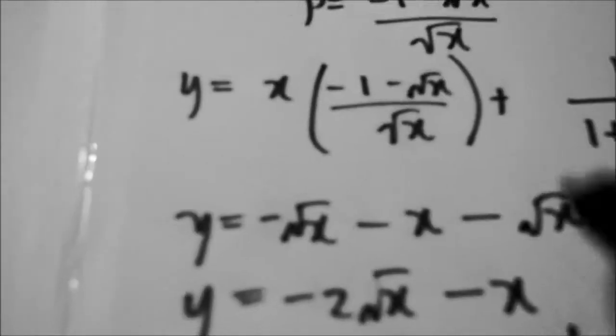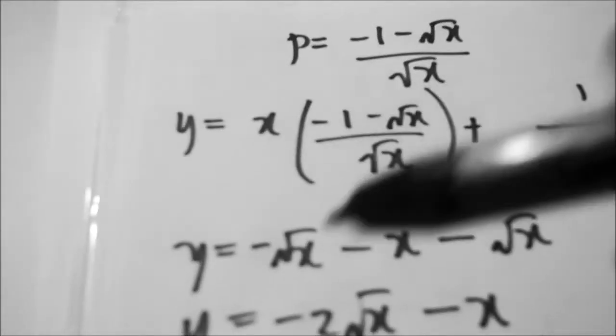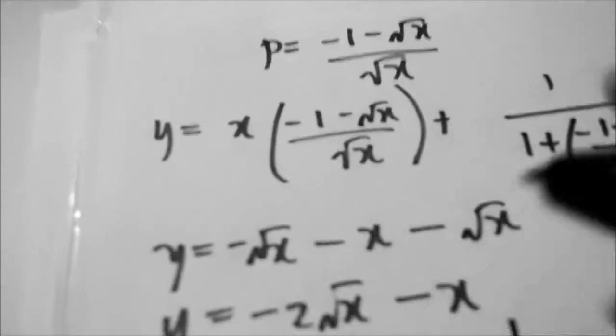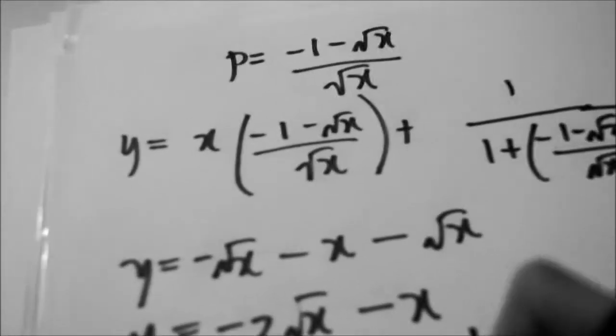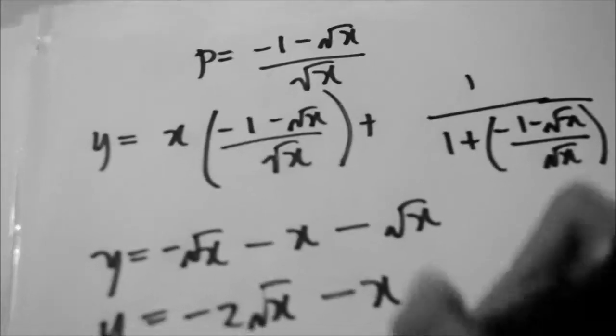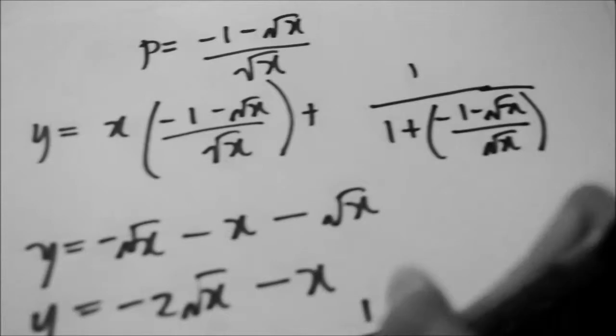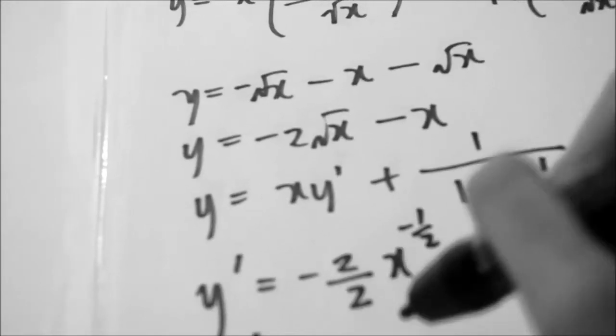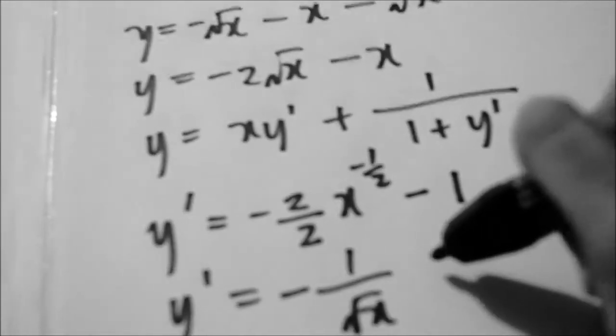So to verify that this is one of the solutions of the differential equation y equals x y prime plus 1 over 1 plus y prime, we will find the differential of this solution. So y prime is equal to -2, differential of square root of x is equal to 1/2 x to the -1/2, and differential of x is just equal to 1, so this is just equal to -1 over square root of x minus 1.